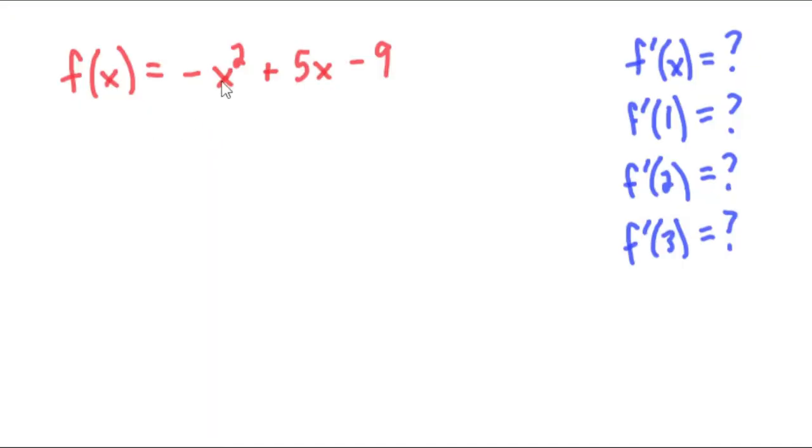So here's our function, -x squared plus 5x minus 9. The question is, what's f prime of x? And then what's f prime of 1, f prime of 2, f prime of 3? Okay, well, we know these derivative rules, right? And f prime of x, what's the derivative here of this function?